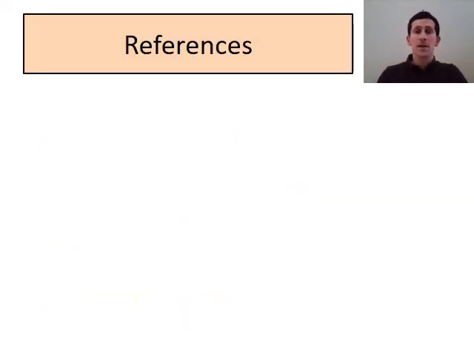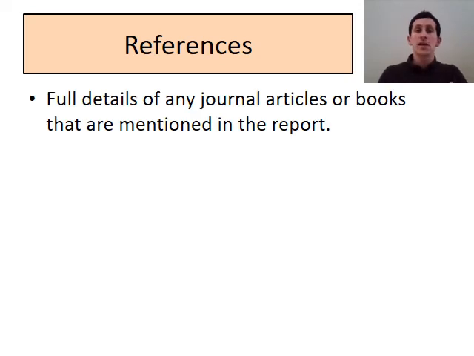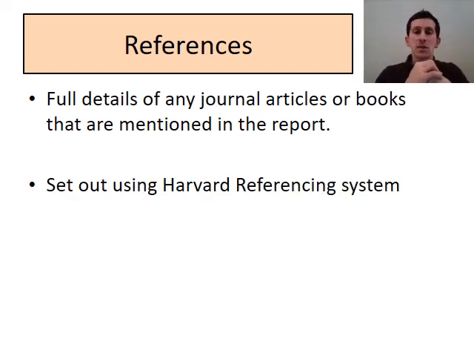So the final part of a paper is the referencing section. And this is usually including any full details of any journal articles or books that are mentioned in the report. So remember back in the introduction section, you would have included details of past theories and studies. This is where you include all the details of those studies and of those theories. And it's set out using something called the Harvard referencing system. So it includes the surnames of the authors, the date, the title of that paper, the journal where it could be found in. And for every study you talk about, or every theory you talk about, at any point throughout your research paper, you must reference it in this referencing section at the end.